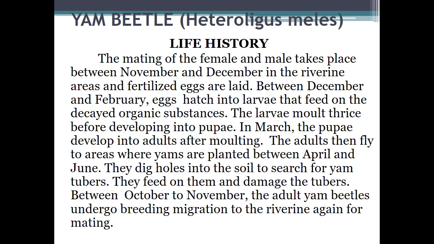And after that, between October to November, this adult yam beetle now, because mating and laying of eggs occur in the riverine area, is going to carry out a breeding migration. They will migrate back to the riverine area for mating and for laying of their eggs.